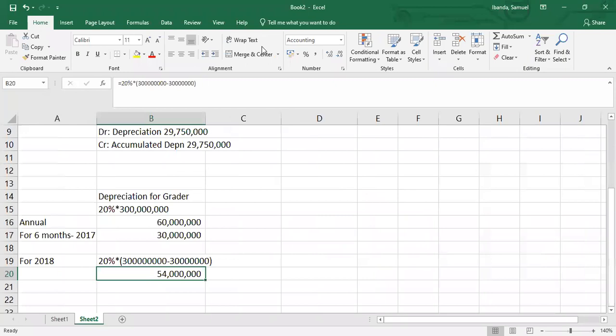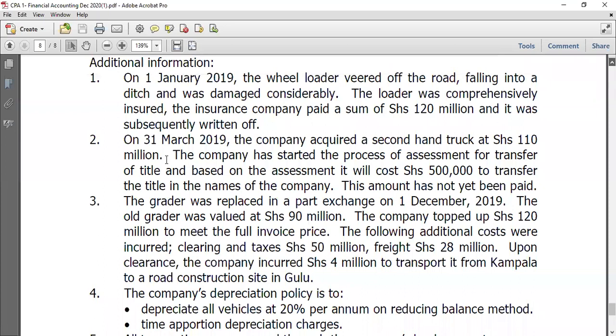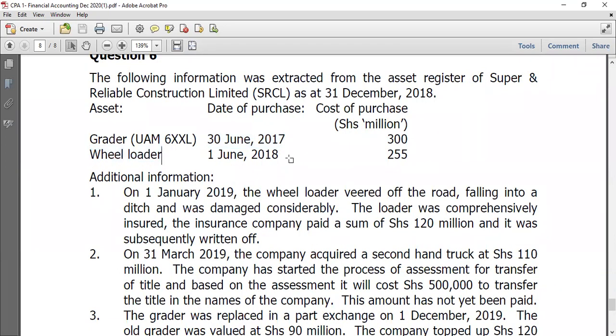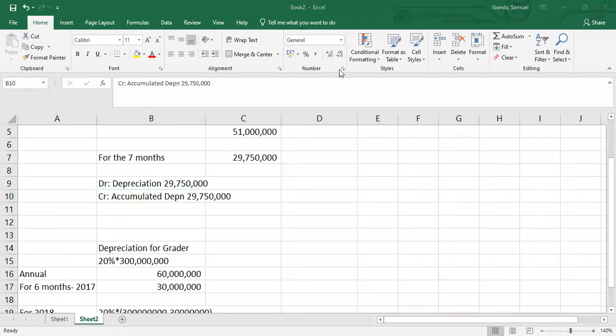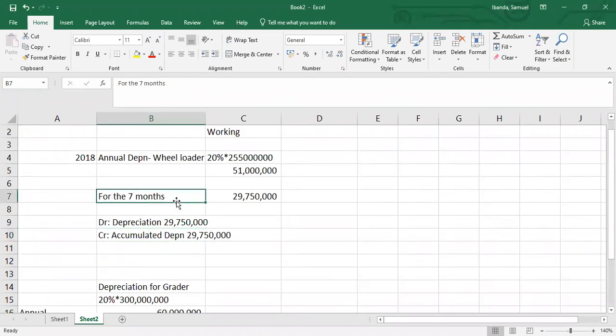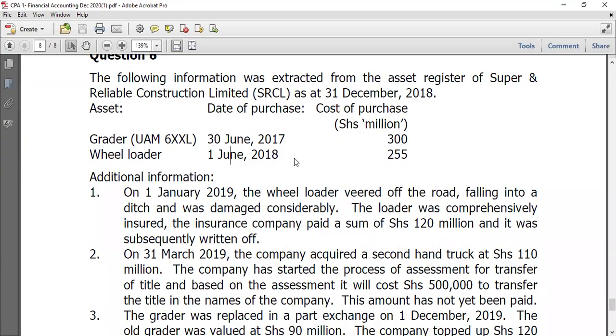Now, in 2018, we also realized that the wheel loader also existed. But remember, it existed only for 6 months. And we went ahead to calculate the depreciation for 7 months, sorry, because it started from 1st June. So June is inclusive of the months, so that's why we use 7 months.